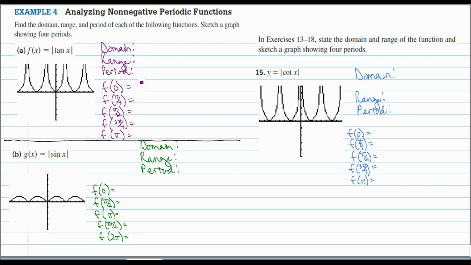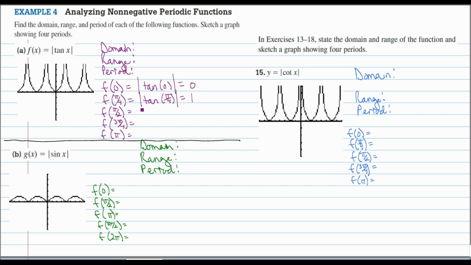So f of 0 is going to be the absolute value of the tangent of 0. The tangent of 0, let's see, sine over cosine, sine of 0 is 0, cosine of 0 is 1, so the tangent of 0 is going to be 0. Absolute value of 0 is 0. F of pi over 4, that is going to be the absolute value of the tangent of pi over 4. Tangent of pi over 4 is 1, absolute value of 1 is 1.